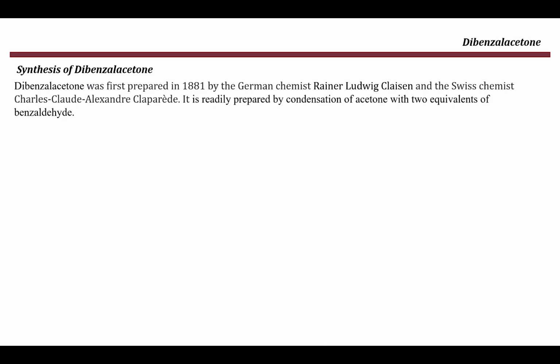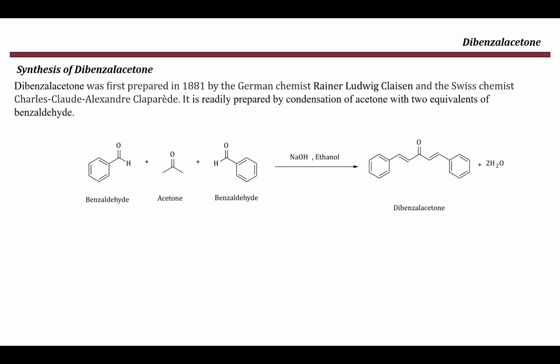Dibenzalacetone was first prepared in 1881 by two chemists. It's actually prepared by the condensation between acetone and two equivalents of benzaldehyde. So this is the equation of the reaction. Starting with acetone and two equivalents, or 2 moles, of benzaldehyde in the presence of NaOH as a base and ethanol as a solvent, dibenzalacetone can be prepared.